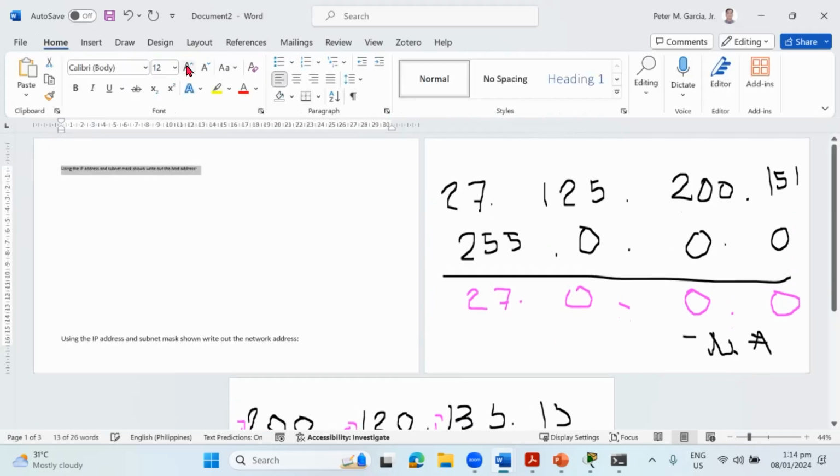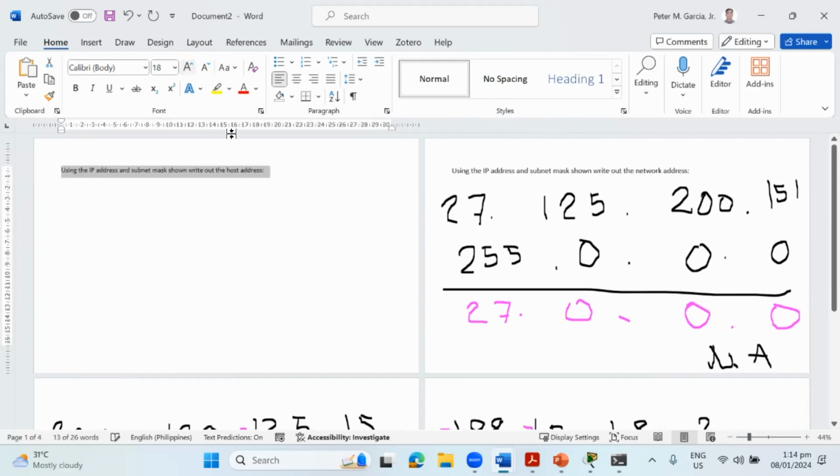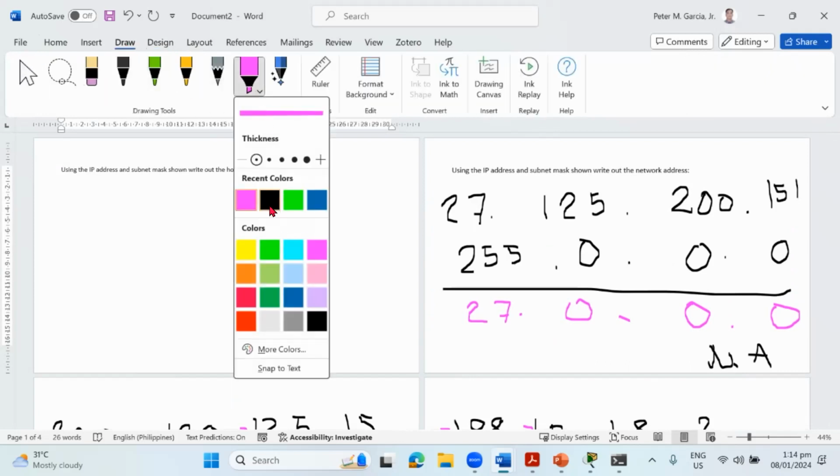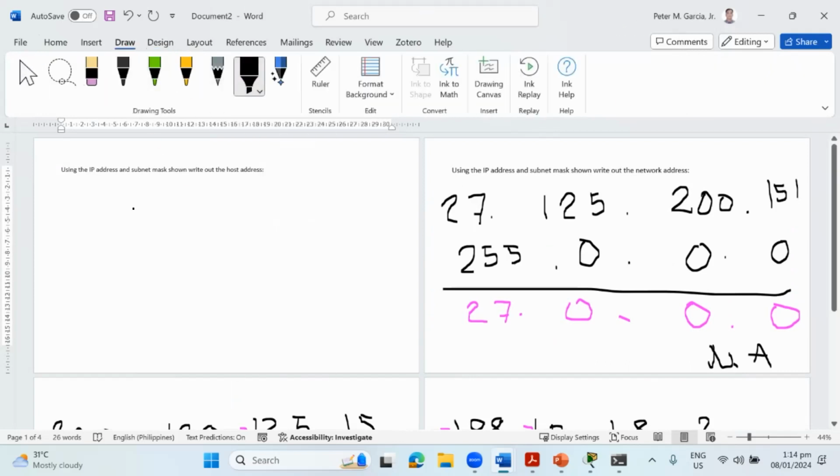Sabi sa instruction, using the IP address and subnet mask shown, write out the host address. Ito naman, pag hinahanap naman natin ay host address, is simply opposite ng network address.